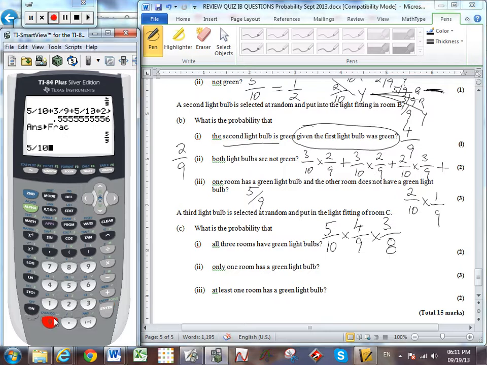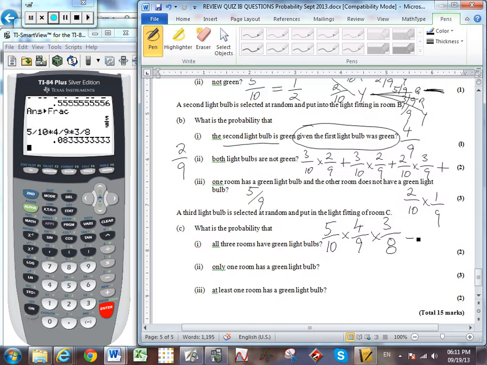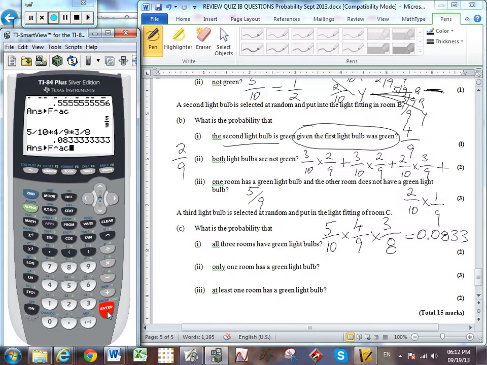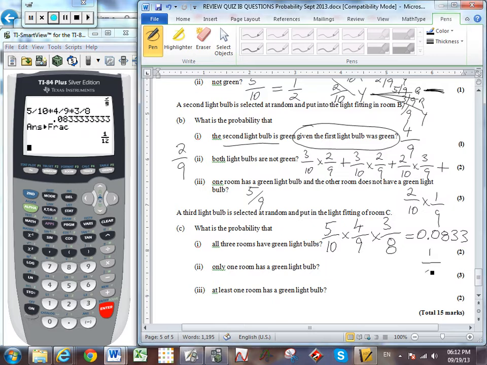5 over 10 times 4 over 9 times 3 over 8 gives us, and well, we can write it down as 0.0833 to 3 sig fig, or we can try converting it into a fraction because it does look like it starts to repeat, and we get 1 over 12. Okay, 1 over 12.